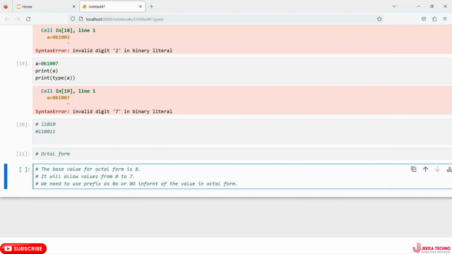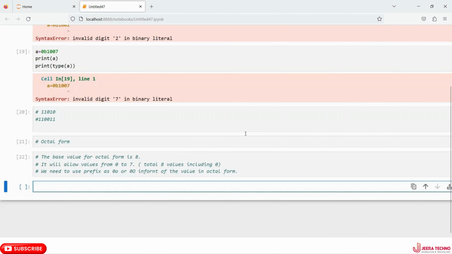Okay, that is very, very important. So 0 to 7 means what? Total 8 values including 0, right? Total 8 values including 0. Okay, total 8 values including 0.